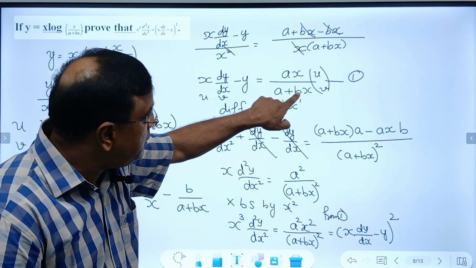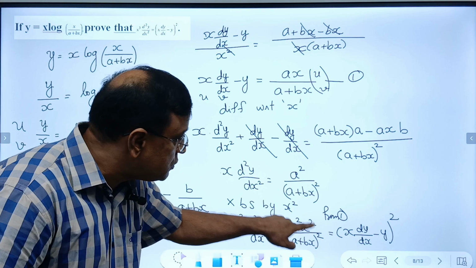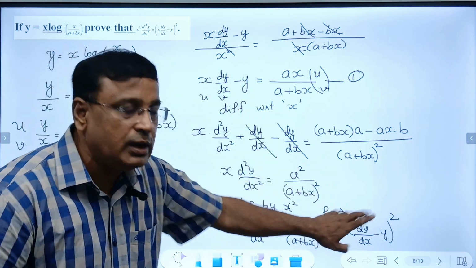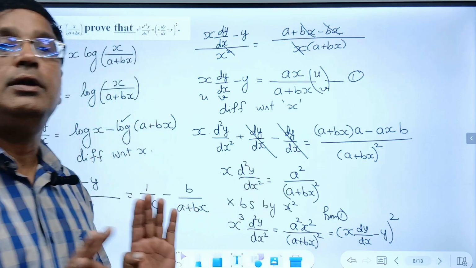Ax by (a plus bx) is x into dy by dx minus y. Since this is a whole square, this will also be a whole square. And that is exactly what I wanted to prove. Very simple and very important question.